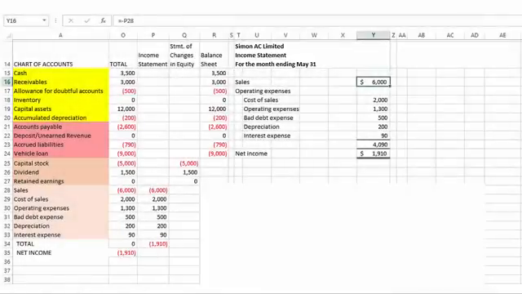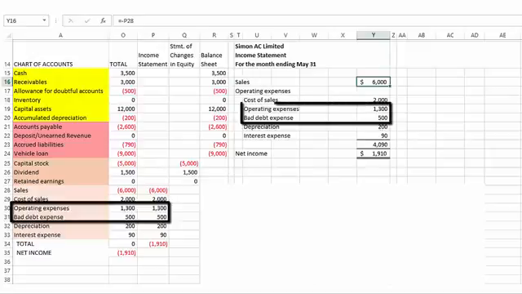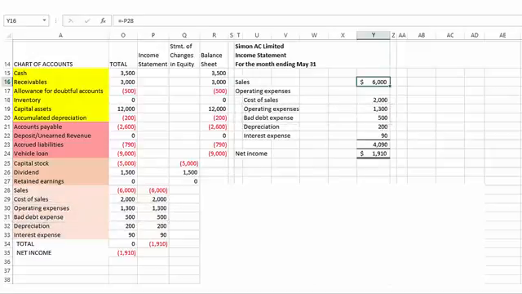Then we set up our statement, keeping in mind that an income statement is basically presented as revenues minus expenses. The accounts and the balances come right from our trial balance. We may group two or more accounts together if we like. For instance, it would be totally acceptable to group bad debt expense with operating expenses. Cost of sales, depreciation, and interest expense are always separately disclosed.